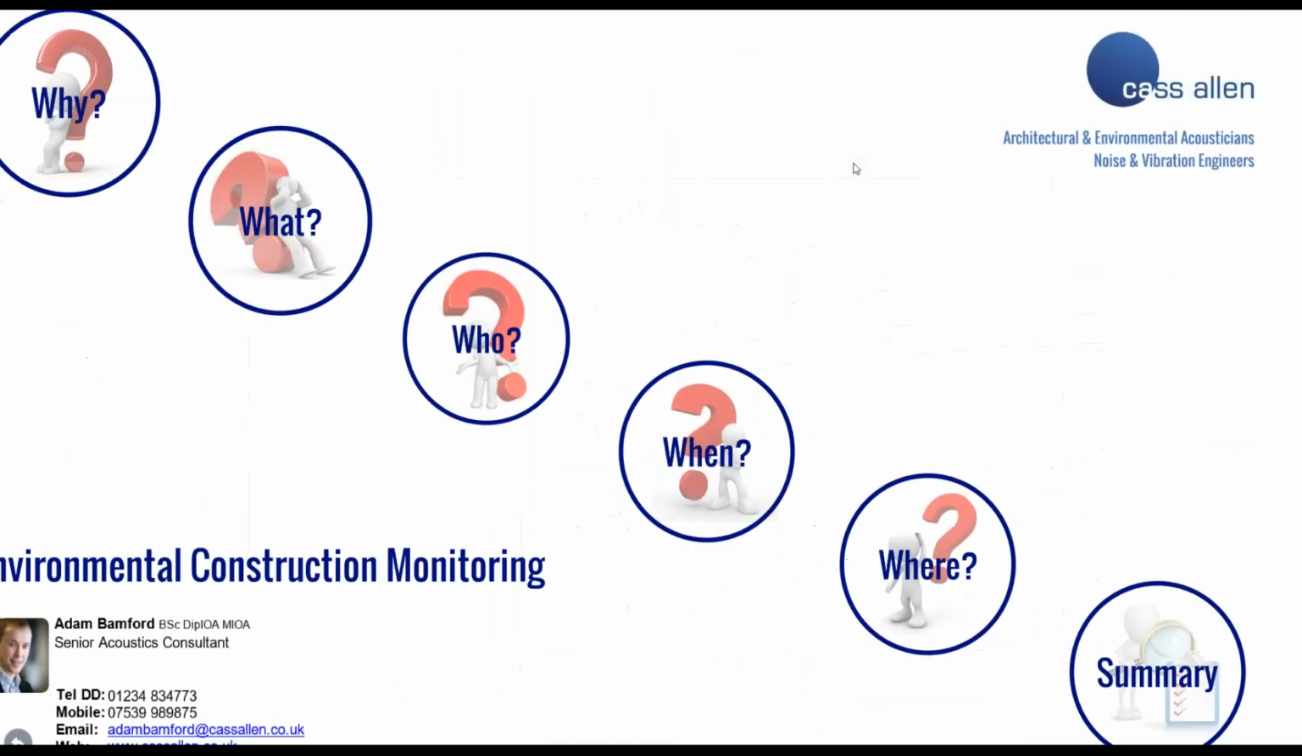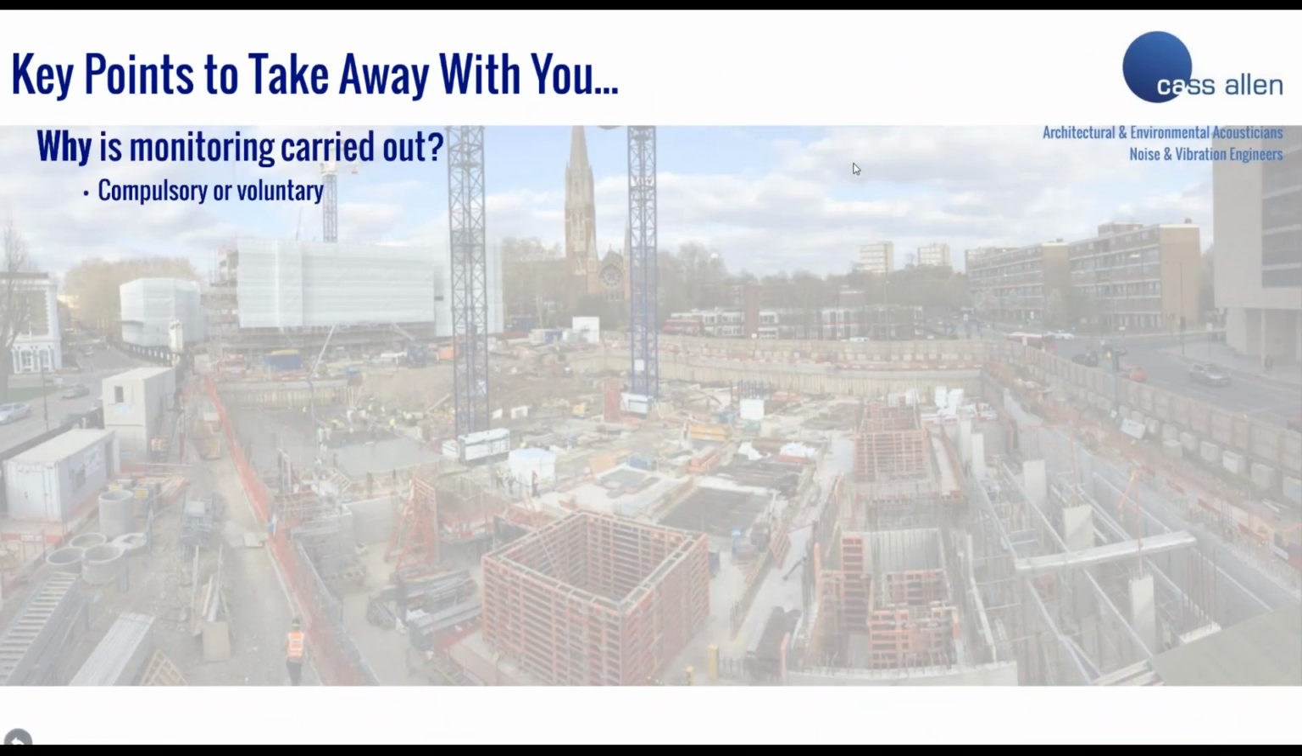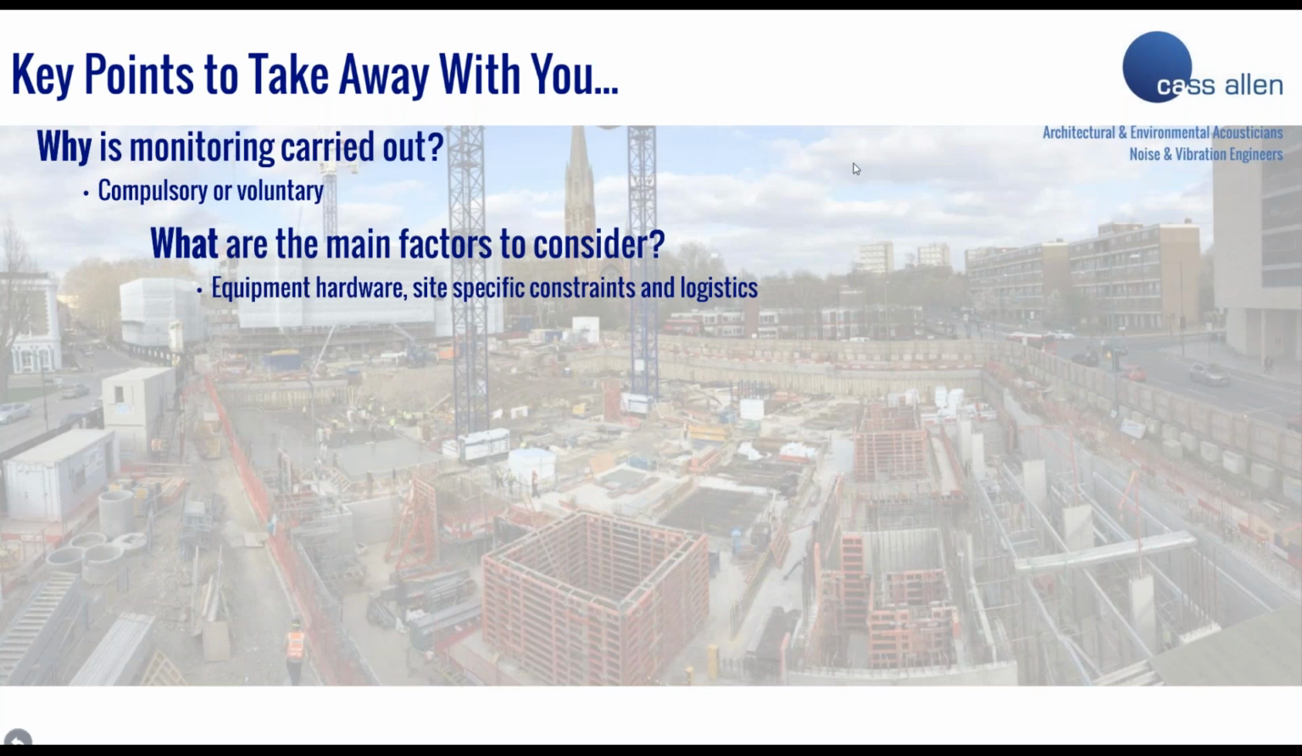So to summarise, the key take-home points that we'd like you to take from the webinar are as follows. That monitoring can be carried out in response to either compulsory requirements, be it planning obligations or consent via a formal Section 61 application or party wall awards, or it could be voluntarily, usually as part of a developer's strategic environmental objectives. That the main factors to consider are equipment hardware and site constraints, and it's worth investing the time upfront to get these right, as in our experience it will save time and money in the long run.